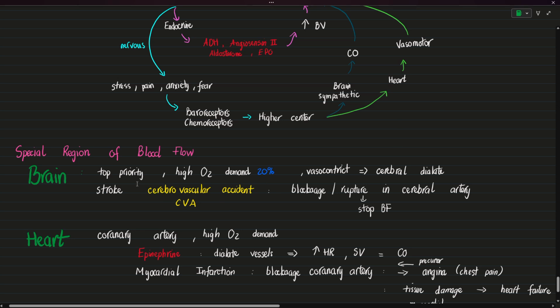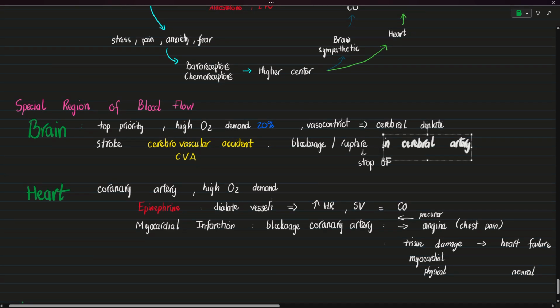And speaking of vascular, we have cerebrovascular accident. Cerebrovascular accident is when the artery is blocked or, in the worst case, ruptured. It stops blood flow.